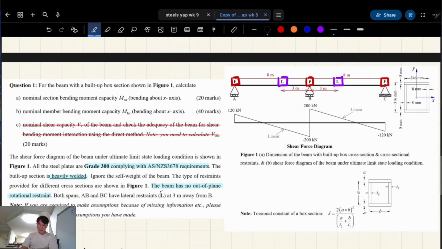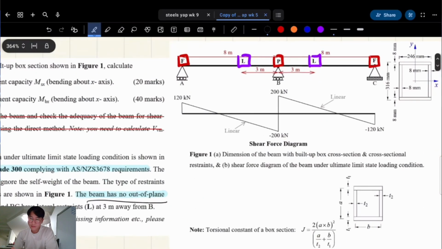And then it also says the beam has no out of plane rotational restraint. That's to do with another one of the table factors, KR or KT maybe, I don't know. One of those K factors for finding the effective length.